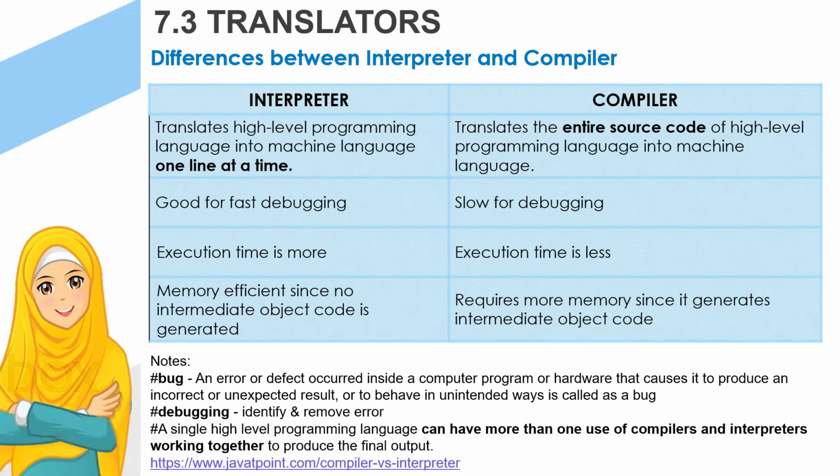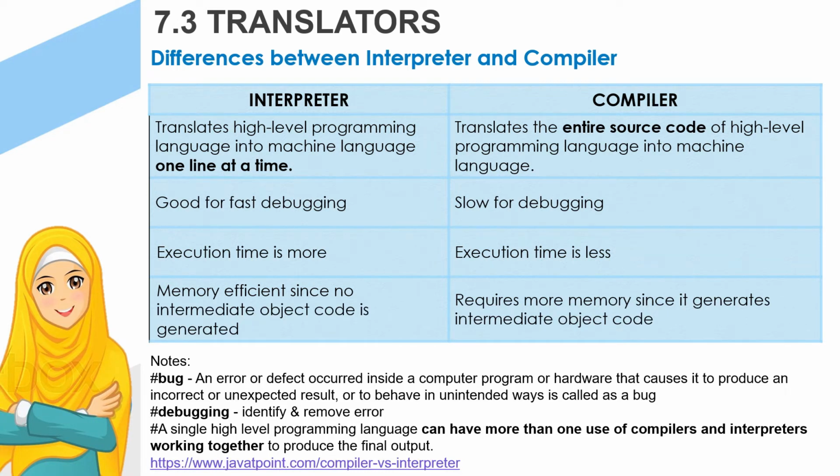For interpreter, one line at a time, satu-satu baris ditranslate. Kalau compiler, dia akan translate keseluruhan source code yang dah siap tadi. Yang dah lengkap baru dia compile. Itu beza yang jelas. So memang you kena use this point lah to answer this kind of question.